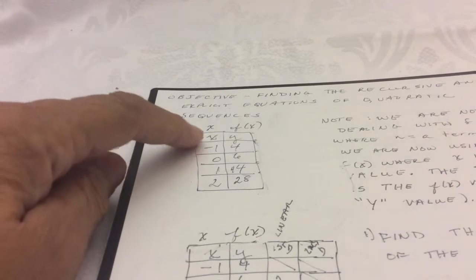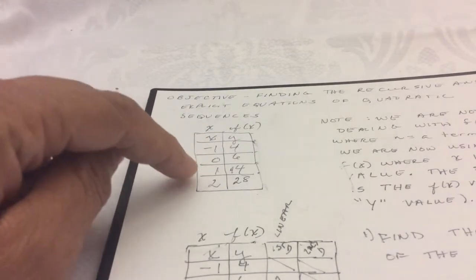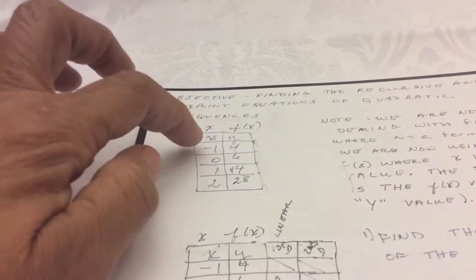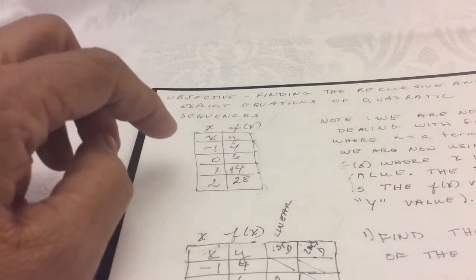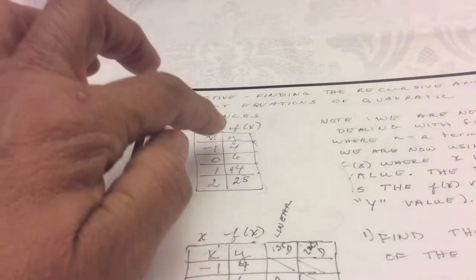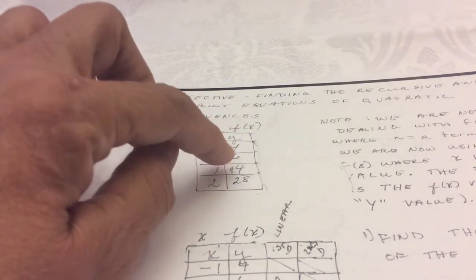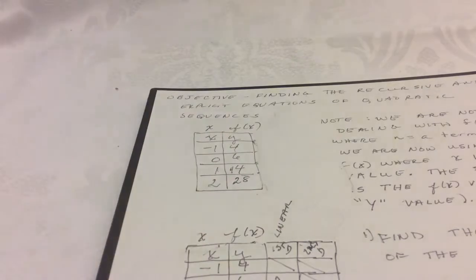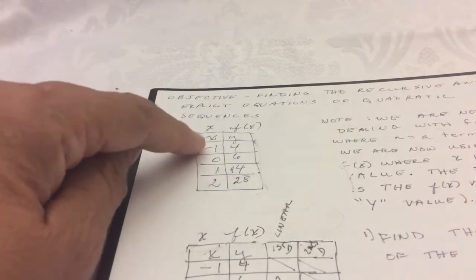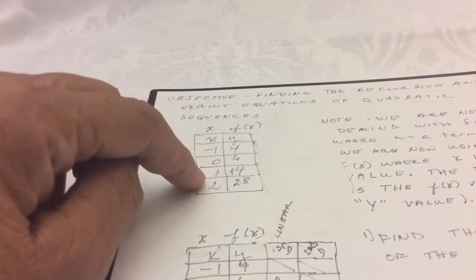So here we have x values 0, 1, 0, 1, and 2. And these are the values that we're going to put into an equation. And when we put them into the equation, we're going to get the f of x, or the y values, which are 4, 6, 14, and 28. But just keep in mind that these are not terms, these are the actual values of x.